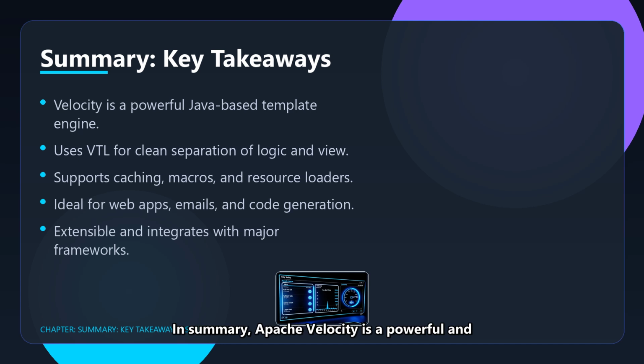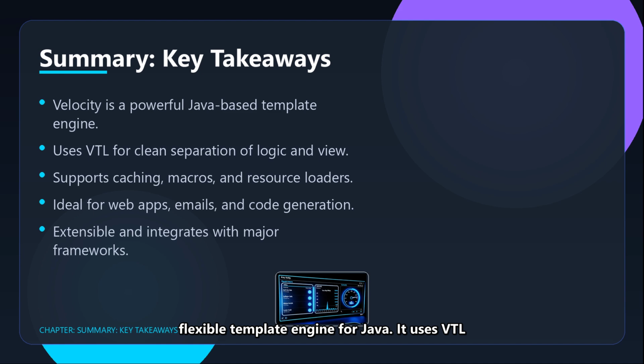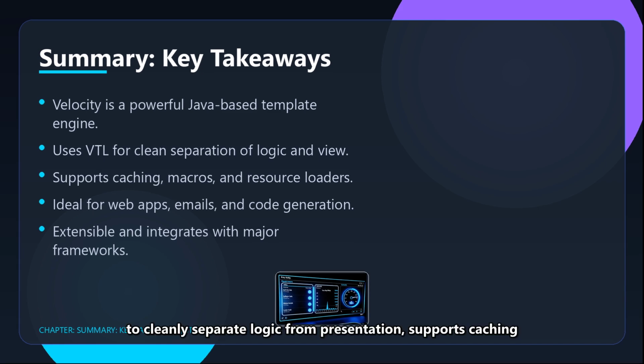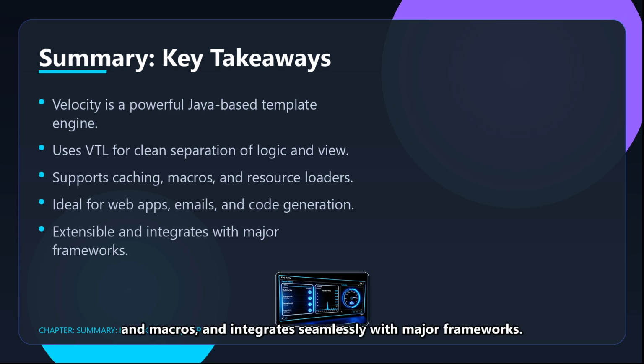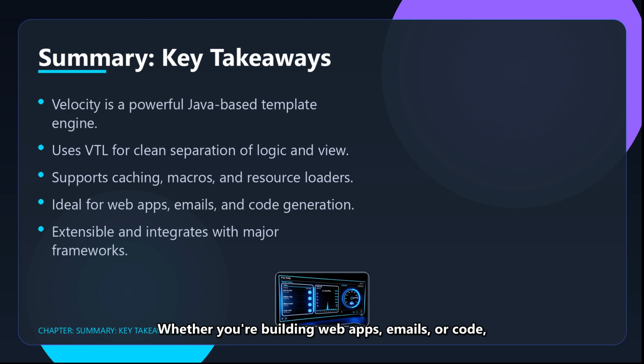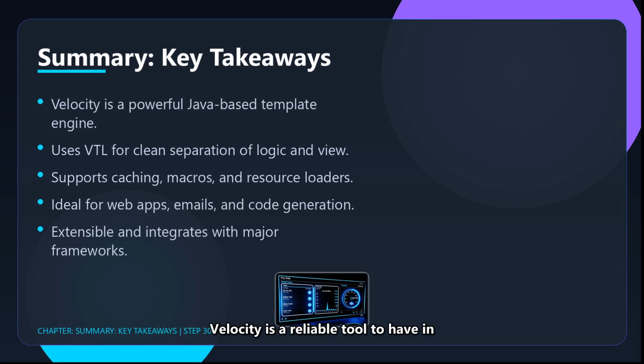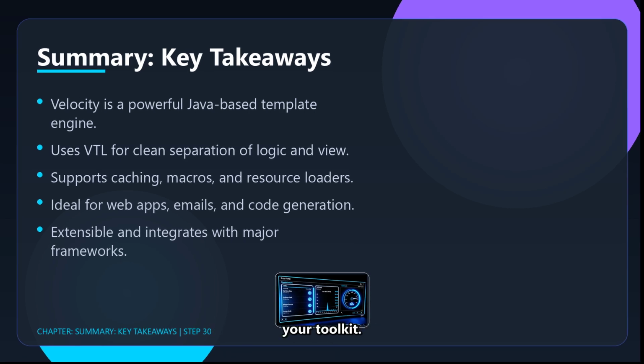In summary, Apache Velocity is a powerful and flexible template engine for Java. It uses VTL to cleanly separate logic from presentation, supports caching and macros, and integrates seamlessly with major frameworks. Whether you're building web apps, emails, or code, Velocity is a reliable tool to have in your toolkit.